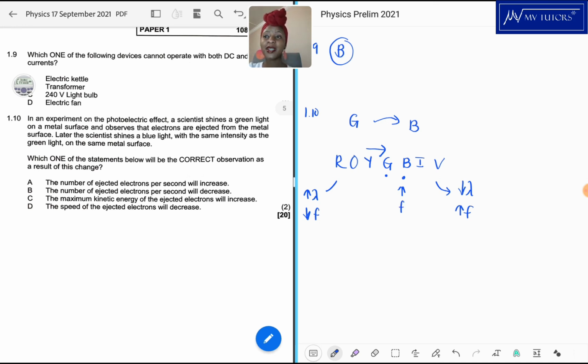When we talk about the photoelectric effect, we're interested in the intensity as well as the frequency. In this case, the frequency of blue light is higher. And what does frequency coincide with? It coincides with energy, kinetic energy to be specific. So the maximum kinetic energy of the ejected electrons will definitely increase. Therefore, C is your answer. And the speed also increases. Kinetic energy is equal to half mv squared, so D cannot be correct.